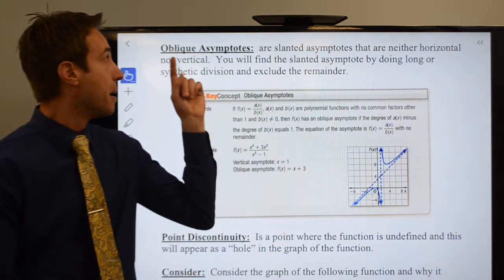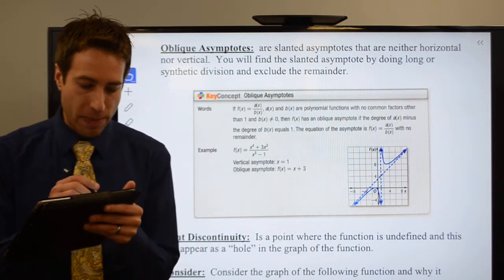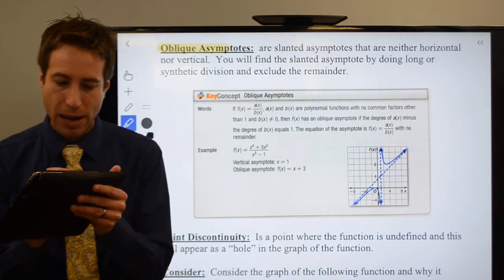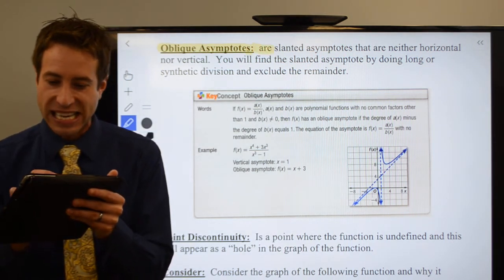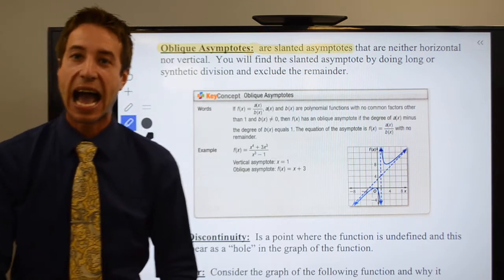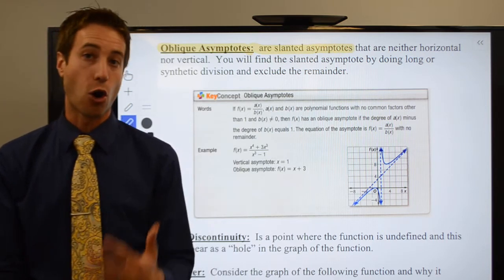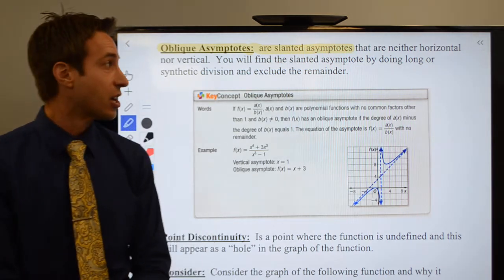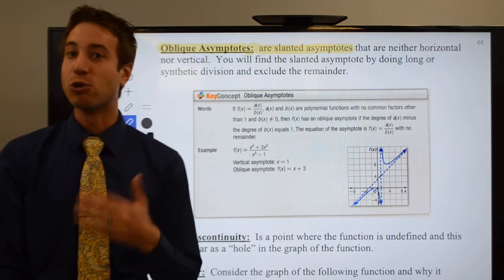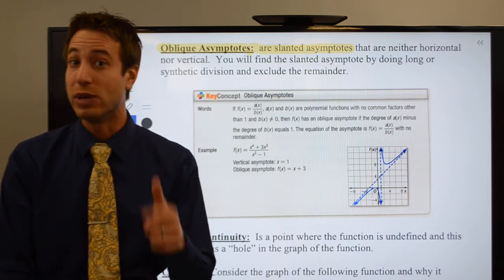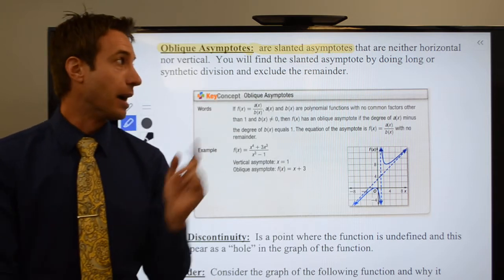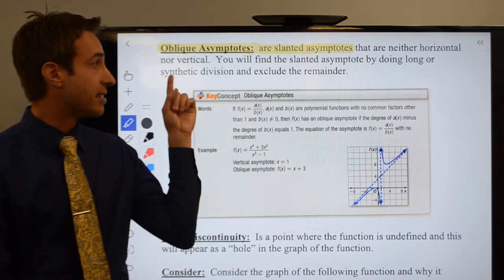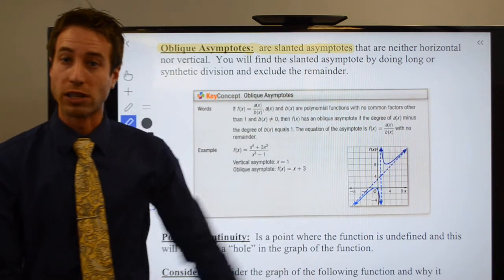The first one being oblique asymptotes. Now, we've been talking about these as we've been going through this set of notes. Remember, an oblique asymptote is simply a slanted asymptote, and there's really not a whole lot I can say about this except this. In order to find those slanted asymptotes, which you will need to be able to do, well, you can read it right here. The way you do that: synthetic or long division.